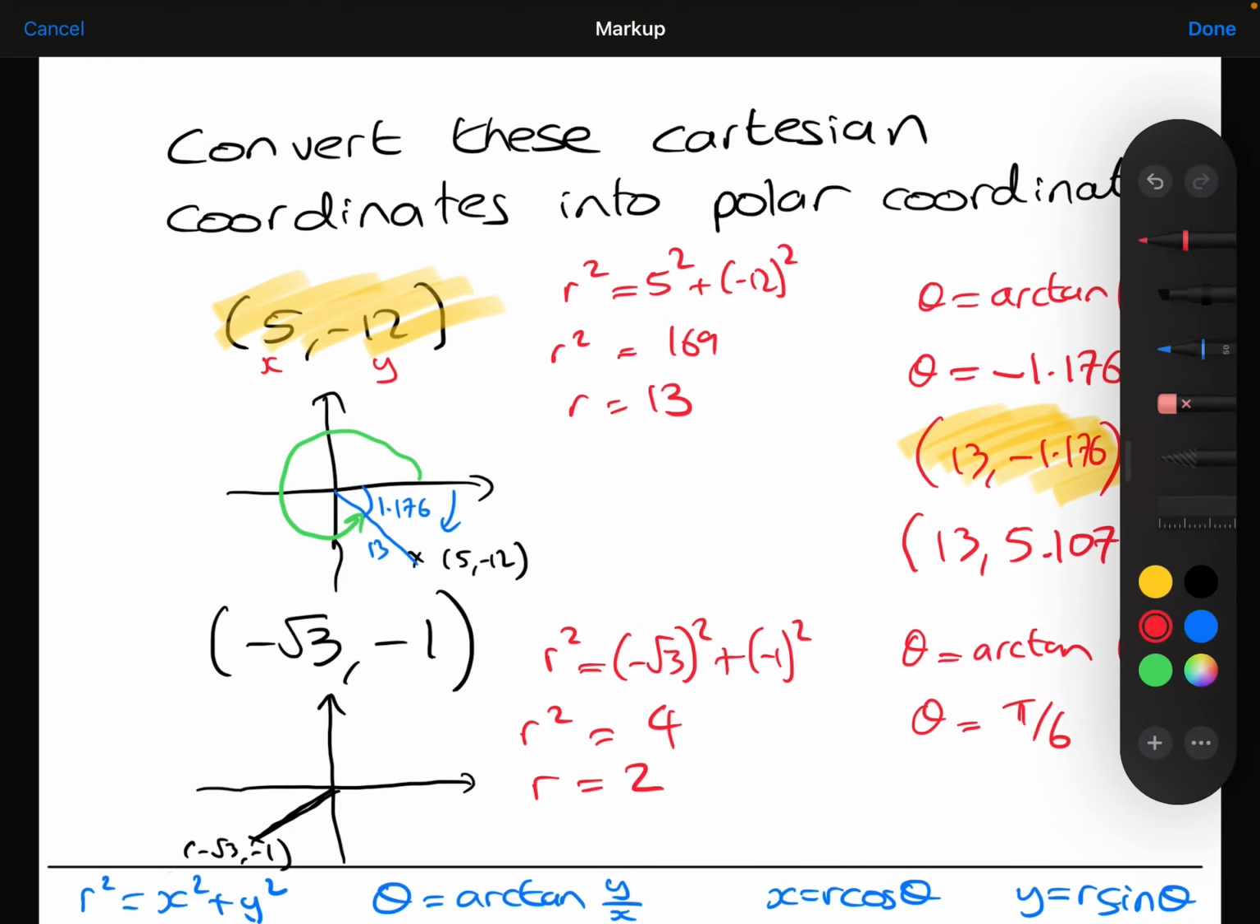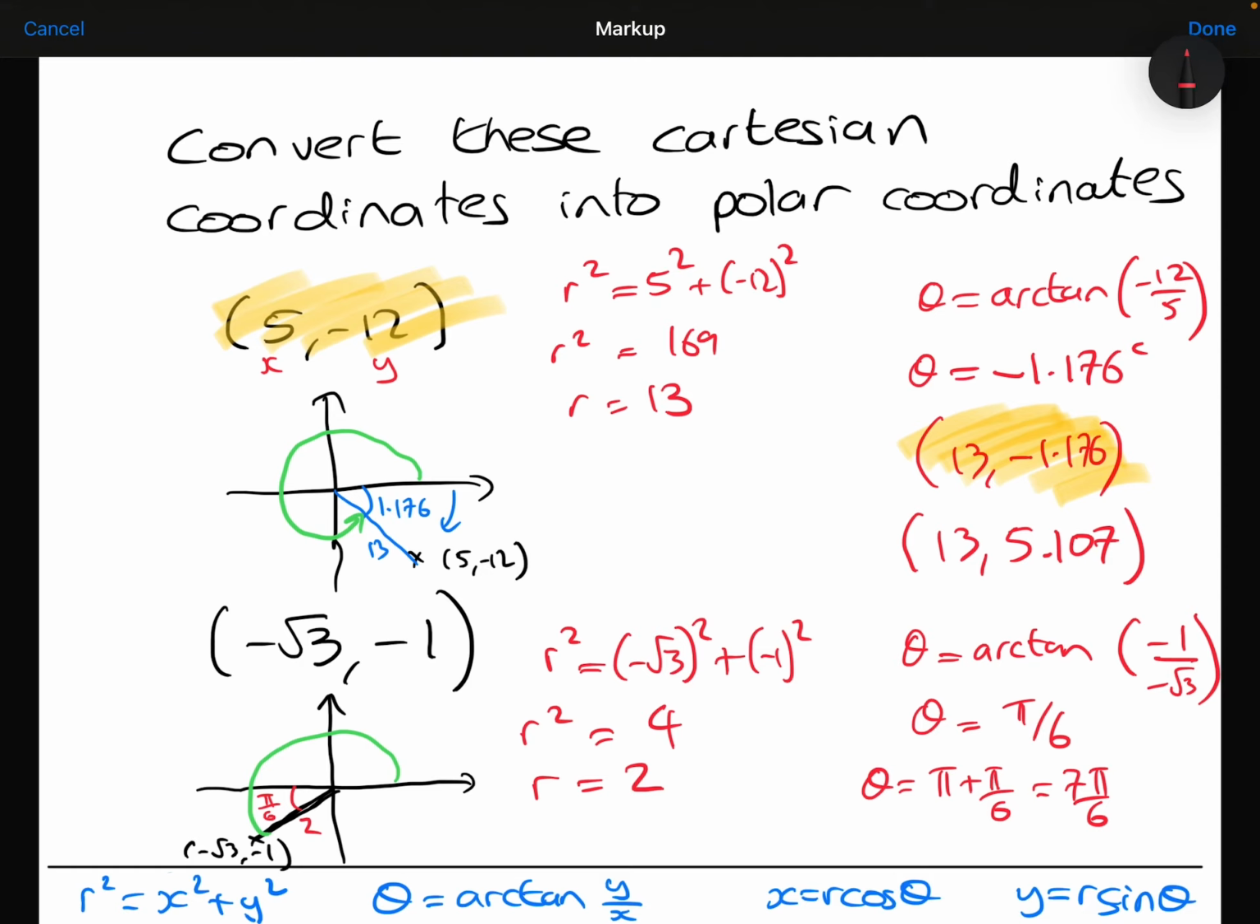We've just found that this is 2, and we've just found as well that this angle here was pi over 6. So in terms of the angle that I want, this angle here, I'm going to have to do pi plus pi over 6, which is 7 pi over 6. So the answer I need to give here would be 2, 7 pi over 6.